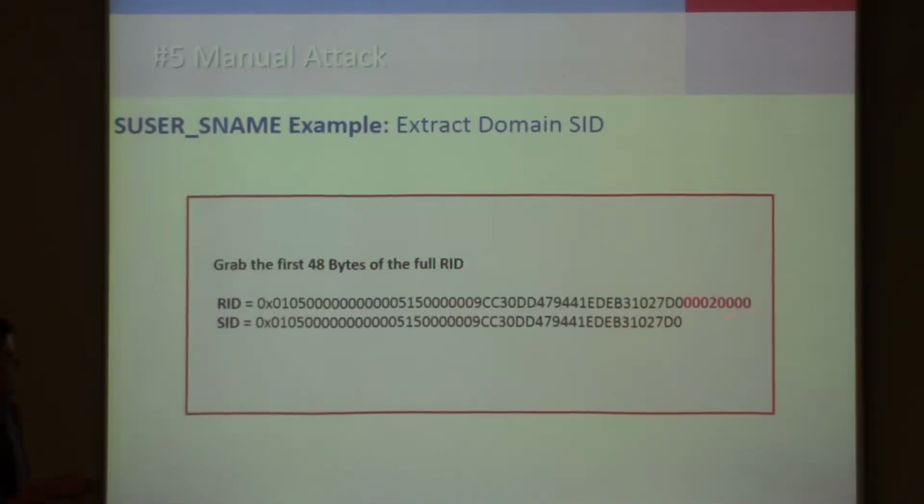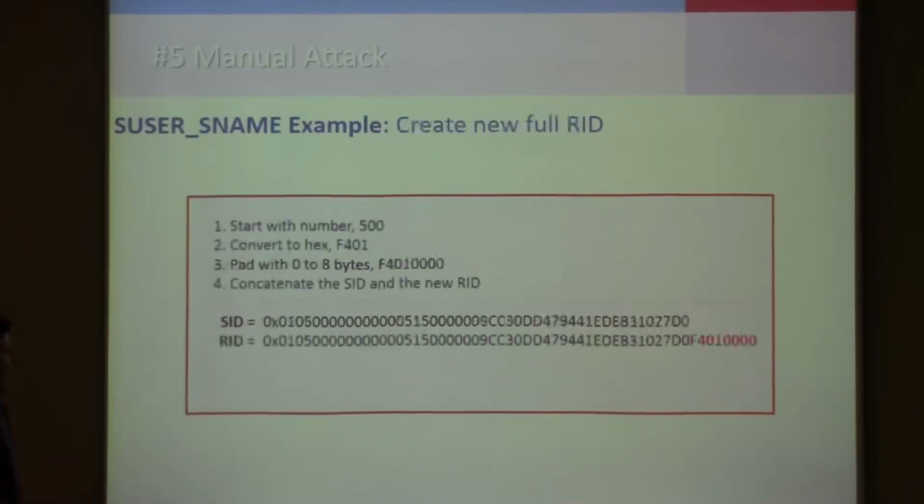So we're here in the red, that's the domain admin's RID number. This is the unique value for the domain. We cut that off the end. And then we just start fuzzing the last number, but we had to put it through a few calculations first. It's not really a big deal.